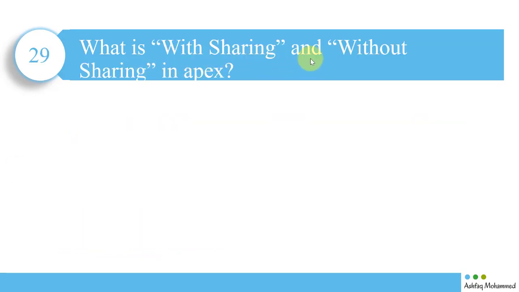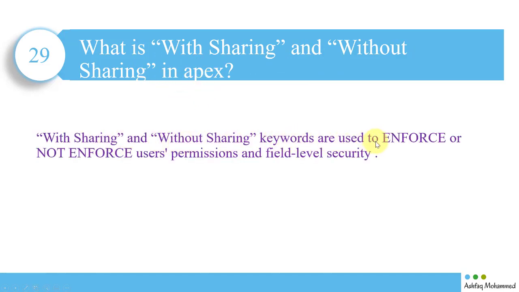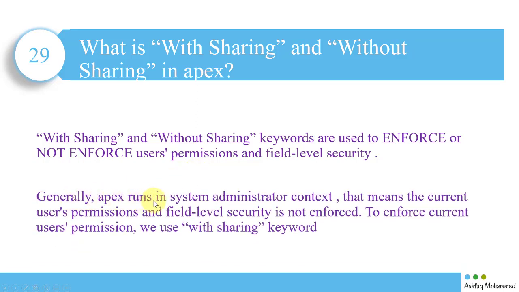What is with sharing and without sharing in Apex? Okay. With sharing and without sharing keywords are used to enforce or not enforce user permissions and field level security. So basically we are telling Apex to enforce or not to enforce the user's permissions and field level security for the Apex classes. Generally Apex runs in a system administrator context. That means the current user's permission and field level security is not enforced. To enforce current user permission we use the with sharing keyword.